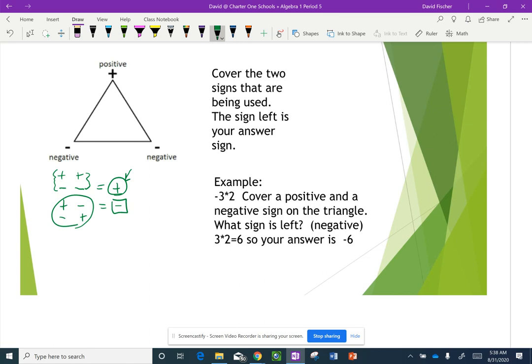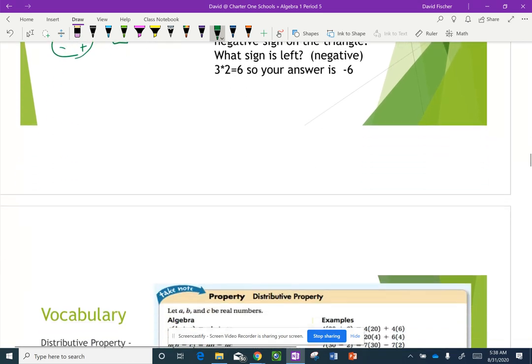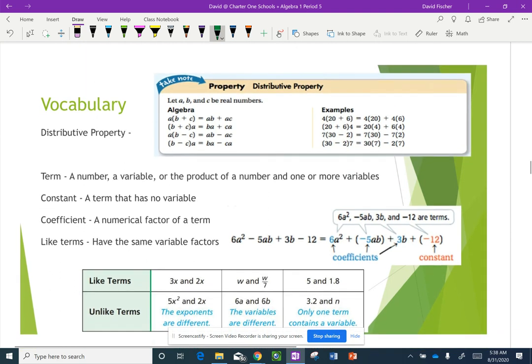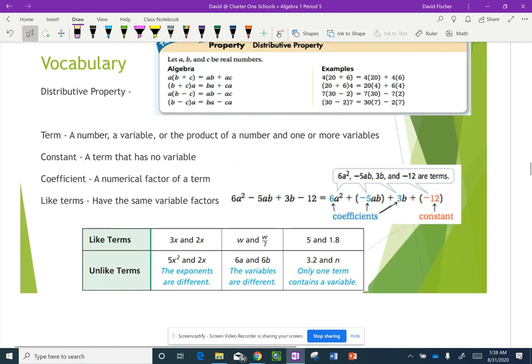So I like to find the sign of my problem first and record that, and then worry about my numbers. Just a little bit of review because it's been a weekend. This is what we're going to work on today. It's called the distributive property, which I have on the next page.